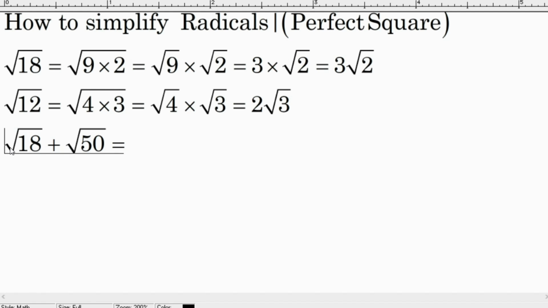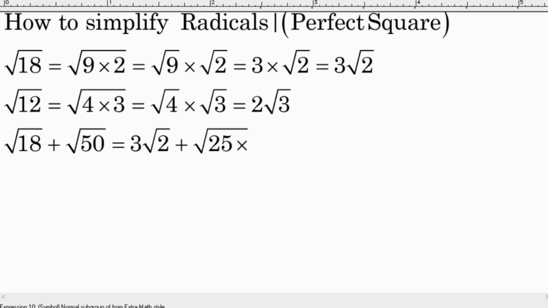So first of all, we have to simplify this radical, and next simplify this radical. As we have already seen, the square root of 18 is equal to 3 square root of 2. Square root of 50 is equal to square root of 25 times 2. So we just keep this still the same.